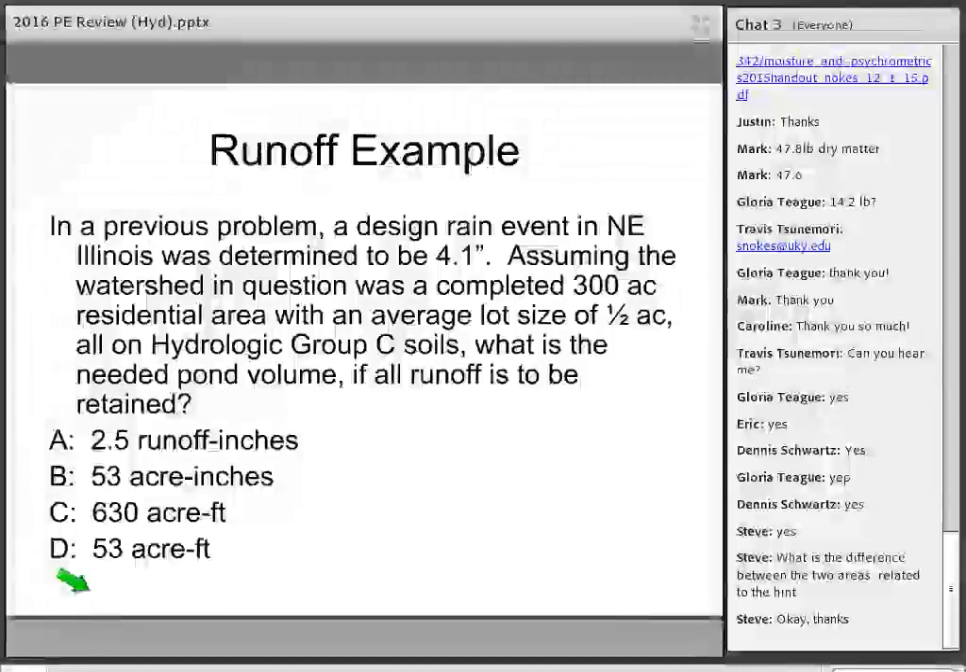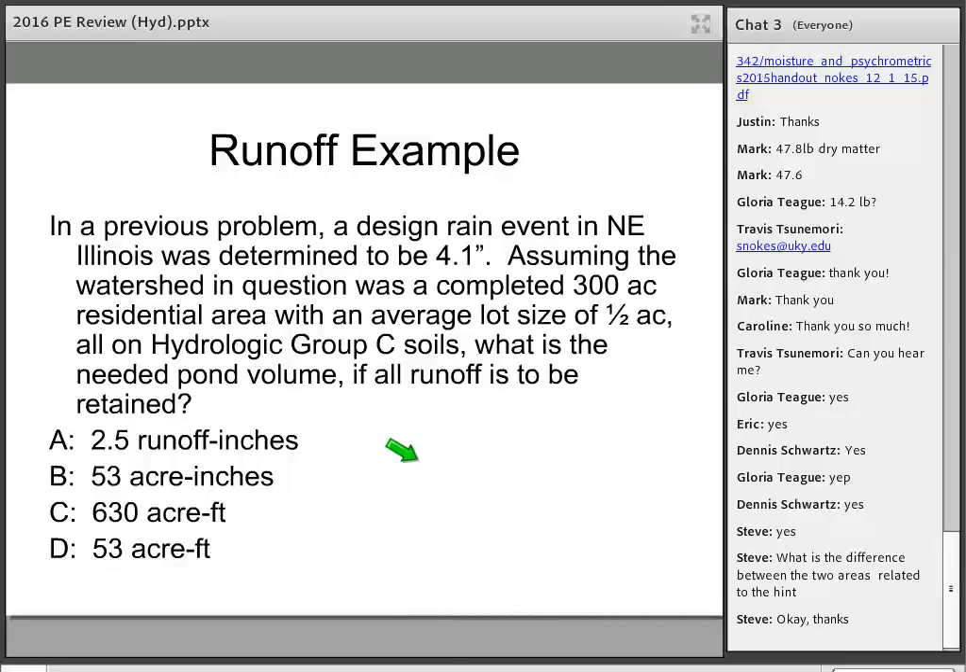Previous problem, we figured out the design rainfall in Northeast Illinois was 4.1 inches. That's a 10-year, 24-hour event. Assuming the watershed in question is a completed 300-acre residential area with an average lot size of half acre, all on hydrologic group C soils, what's the needed pond volume if all runoff is to be retained? Now, realize that this is a specialized question because you would very seldom try to retain all the runoff. You'd have some kind of spillway. But so that you don't have to do a spillway routing, let's define it as all runoff to be retained. What's the volume you'd need?